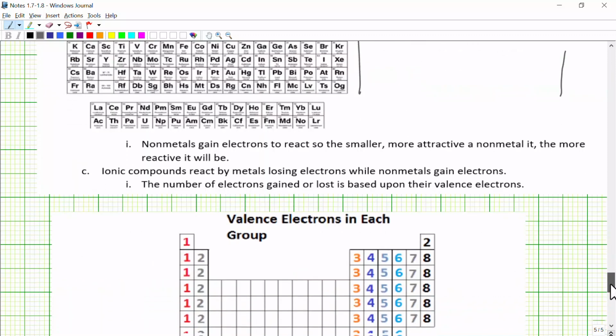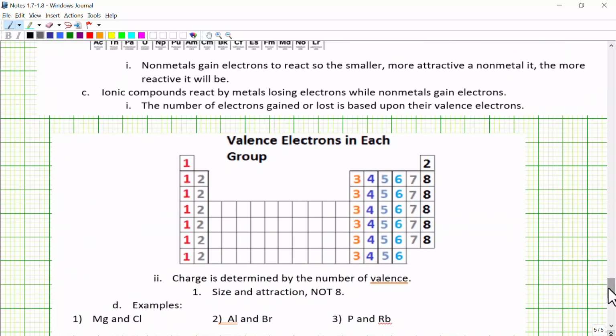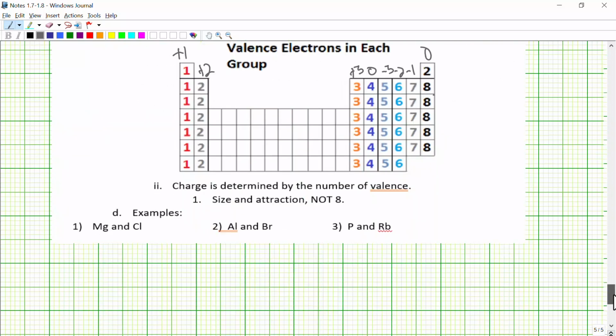Ionic compounds react by metals losing electrons, while nonmetals gain electrons. The number of electrons gained or lost is based on their valence electrons. Remember, we're always going to end up with 8, right? So if I've got 1, if I lose 1, I get to 8. Okay? Charge is determined by the number of valence electrons. So here's your charge again. +1, +2, +3, 0, -3, -2, -1, 0. And you absolutely need to know that. Okay? Charge is determined by the number of valence electrons, size and attraction, not the number 8. So never mention 8.